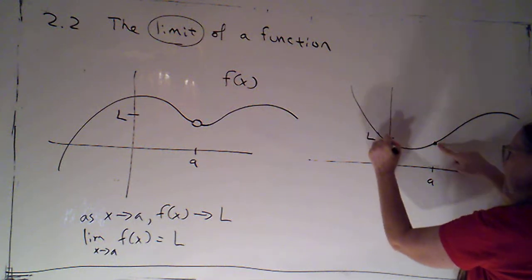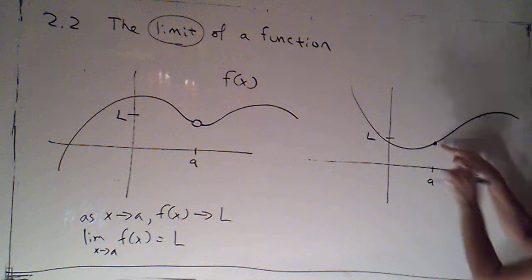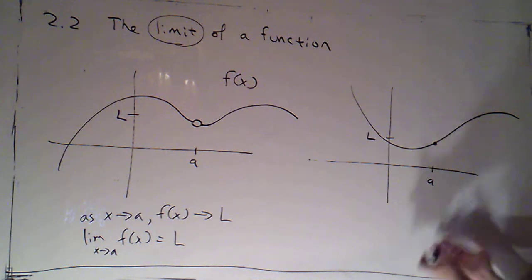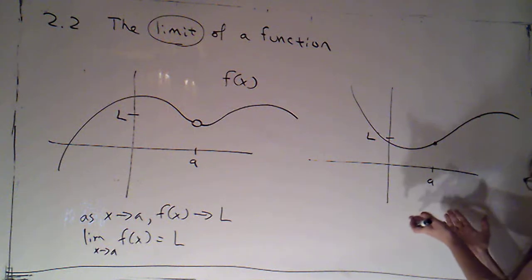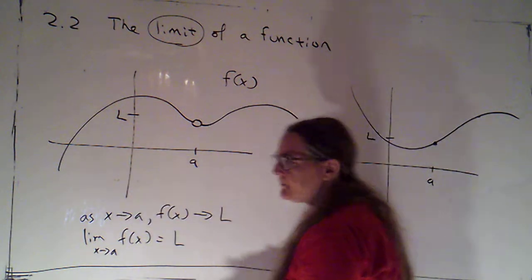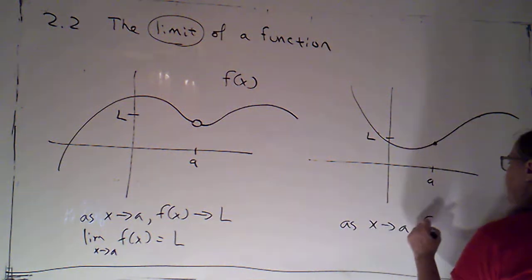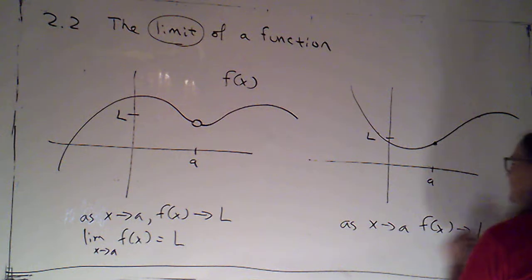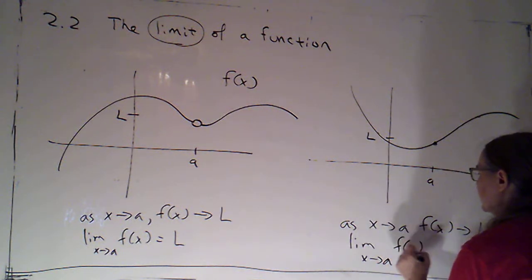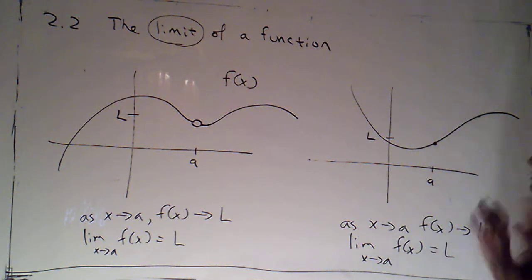Well, as I get closer and closer to a, coming in from either direction, I'm expecting there to be a point there. The only difference is that here, what I expect actually happens, and here, what I expect doesn't happen. We would still say here that as x gets close to a, f of x gets close to L, or the limit as x approaches a of f of x is L. Okay. So it's okay.